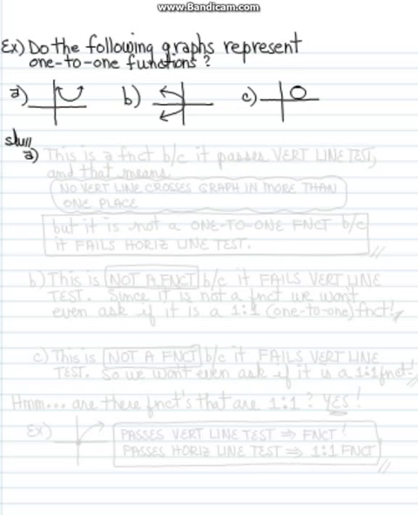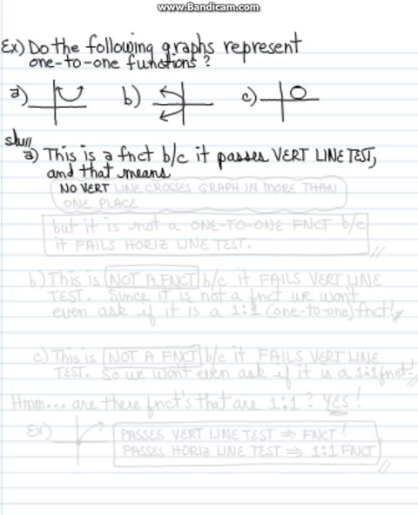So part A, our happy face parabola, is indeed a function because it does pass the vertical line test. And what does that mean? To say that it passes the vertical line test means that there is no vertical line that crosses this graph in more than one place. So as many times as you draw a vertical line up there, you'll never be able to come up with one that passes through this happy face parabola in more than one place. And that means it's a function. It's an f of x.